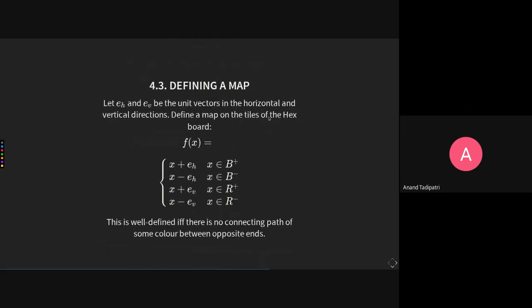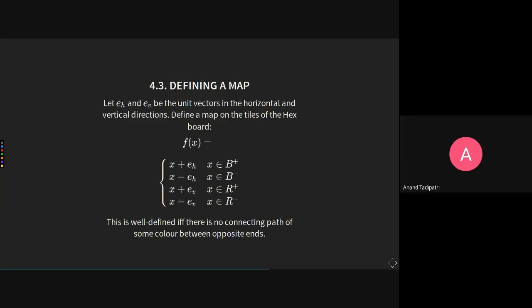Right. So we define this map, F. It's a piecewise map. If X is in B plus, then you're shifting the point to the right. In other words, you're adding EH. You're shifting it one step to the right. If it's in B minus, which means that it's not reachable from the left, you're shifting it to the left. And again, if it's in R plus, which means that there's a path from the bottom, you're shifting it one unit to the top, and otherwise you're shifting it downwards.